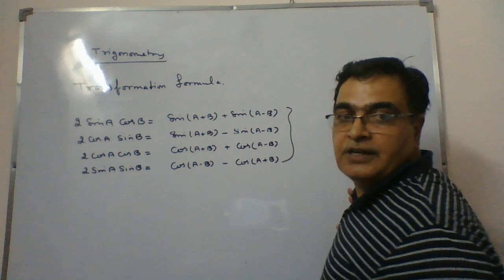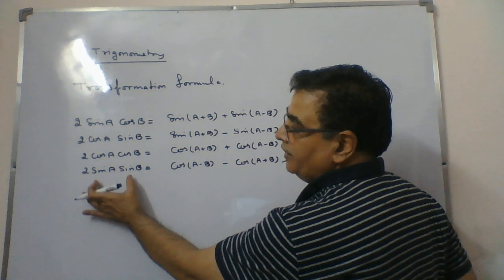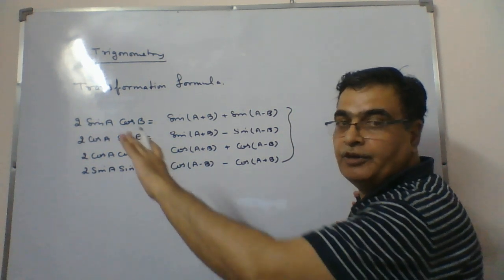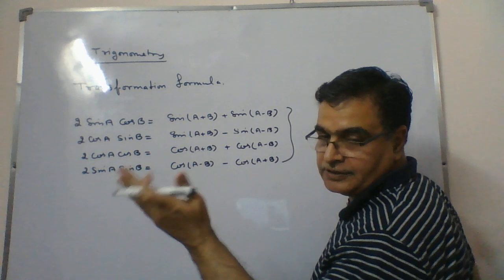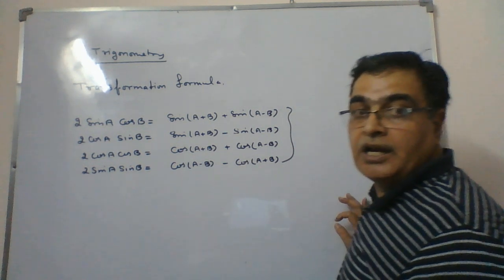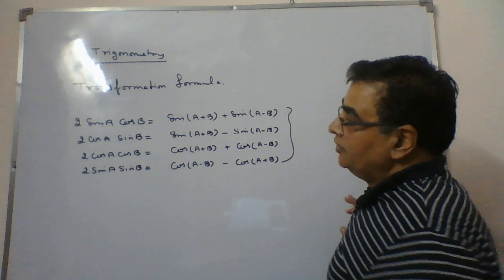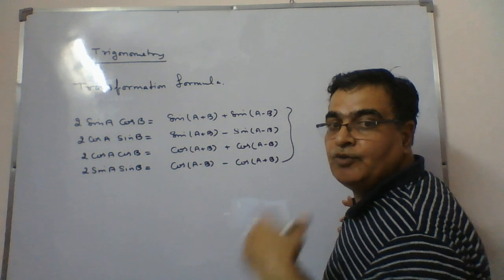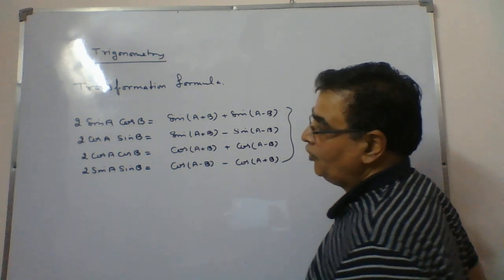After getting these results we were converting multiplication into addition. Whatever trigonometrical ratios, sine and cos, if they are in multiplication, how to convert them in addition, we have done that. Now we are creating these results in other way. Other way means addition and difference will be given. We will be converting them in multiplication form. So how we do it?